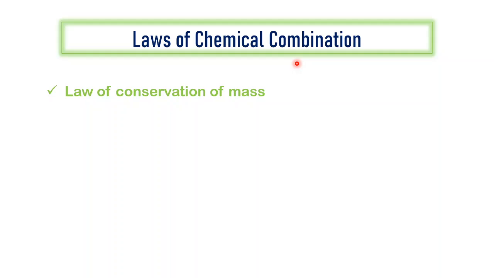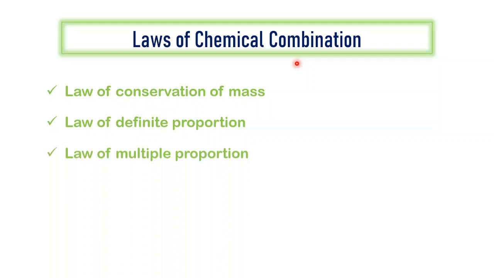The very first law is the law of conservation of mass. The second is the law of definite proportion. The third is the law of multiple proportion, and the fourth one is the law of reciprocal proportion. So one by one, I'm going to explain each and every law with suitable examples.